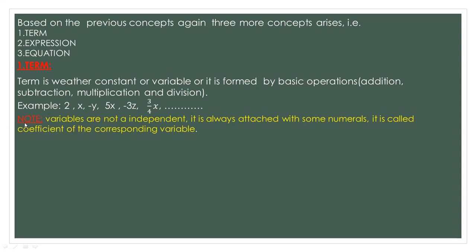Okay, so note, variables are not independent. It is always attached with some numerals. It is called the coefficient of the corresponding variable. Okay, so next one is expression or polynomials.